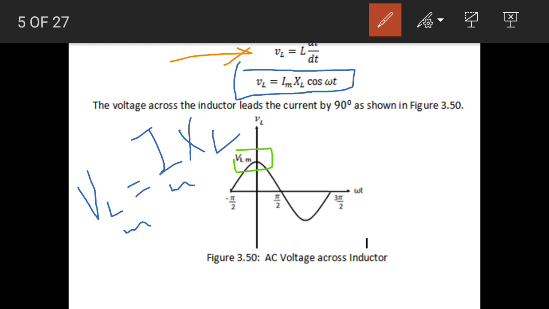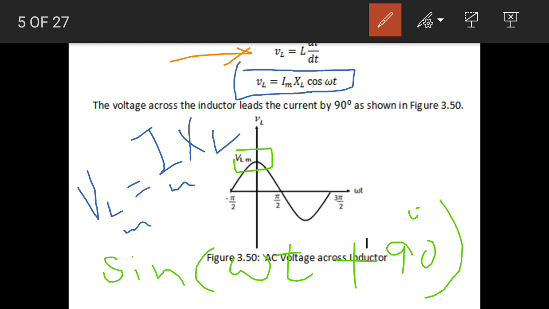And we know that cos of omega t is equal to sine of omega t plus 90 degree. So the phase angle of this voltage is 90 degree. As the phase angle of the current is 0 and the phase angle of this AC voltage is plus 90 degree, so we say that the voltage across the inductor leads the current by 90 degree. In other words, the current in an inductor lags behind the voltage across the inductor by 90 degree.